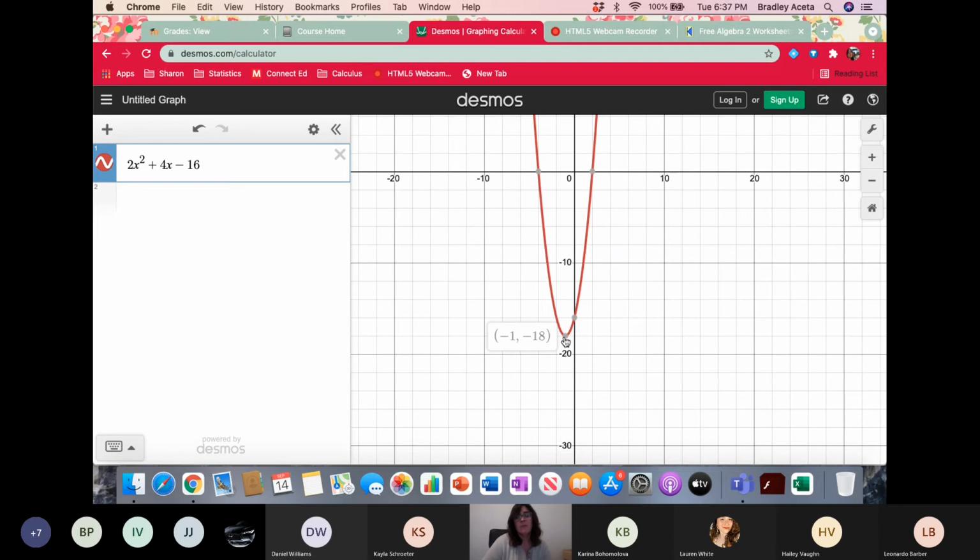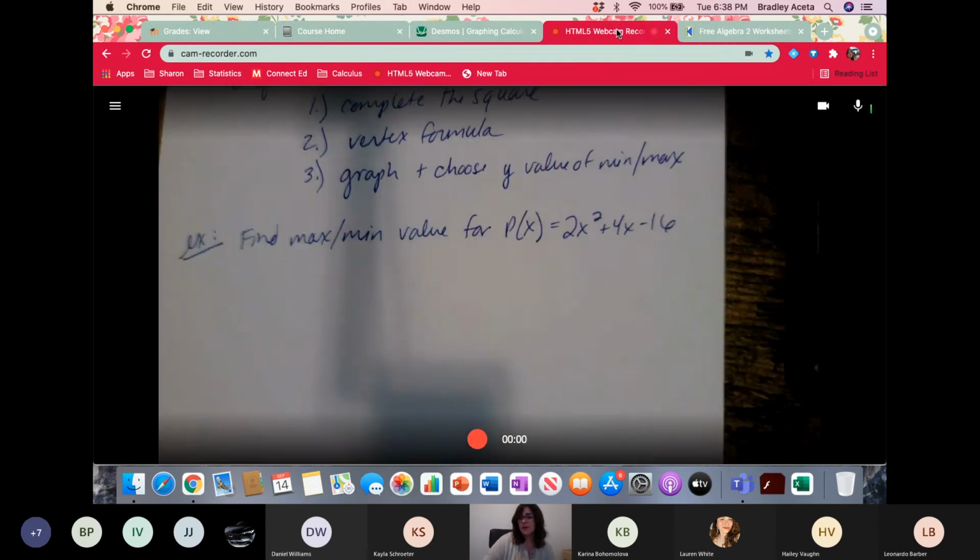That's a minimum. Which one would I choose as my minimum, the -1 or the -18? Well, you would choose the Y value, the -18. This is much more easy on Desmos, I will say that, than TI-84. And I love my TI-84, but it just being right there is awesome for me. -1, -18. So let's put that in our notes just so you can see.